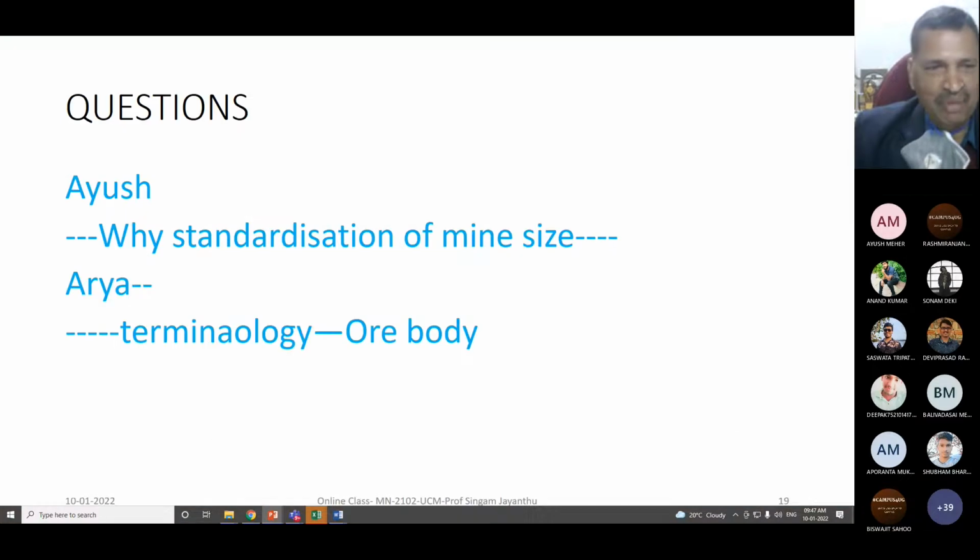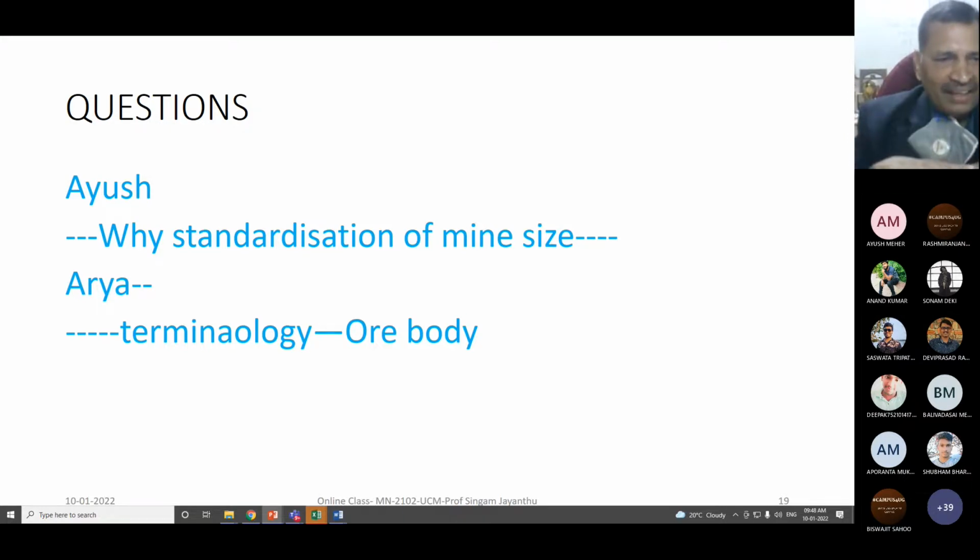And here, number one is, why standardization of this mine size? Now you just imagine a deposit. Coming to our coal mines, let us not think about metal mines now. Our coal deposits in India are of sedimentary origin, from plants millions of years ago. We have more than 300 billion tons of coal available in India, so you need not worry for that.